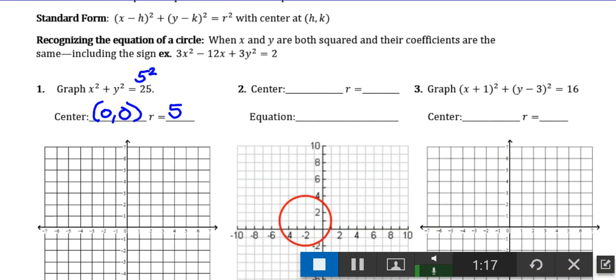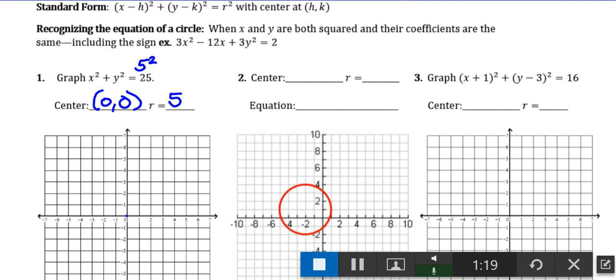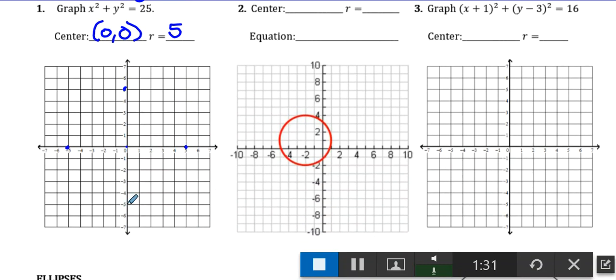So let's graph a center of 0, 0. And from that center, you go 5 in every direction. The easiest directions are right and left, up and down, and then you just need to sketch the circle from there. It's difficult to draw a circle, but do your best. Don't draw a diamond. It's especially difficult on a smartboard.